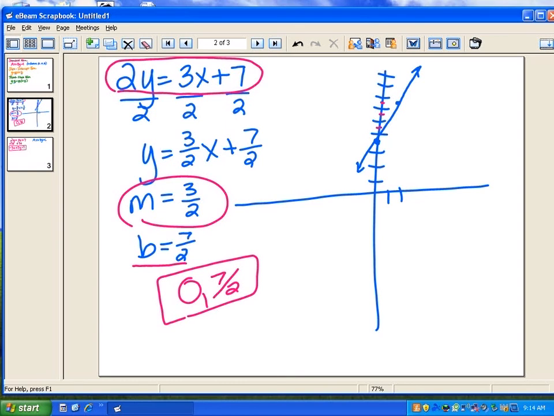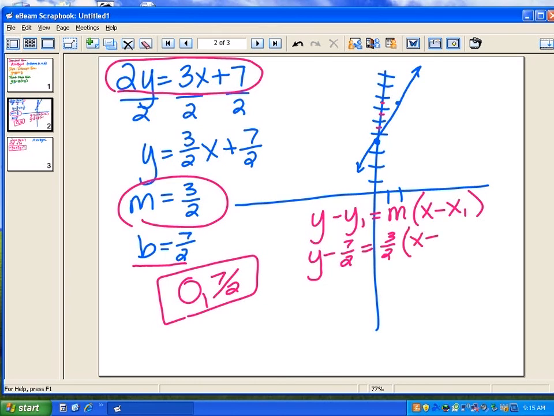Okay? So in order to put this in point-slope form, I'm going to write my formula. Y minus y1 is equal to m times the quantity x minus x1. And now I'm going to plug in what I know. So I'm going to say y, this one stays the same, and I'm plugging in my y value for this y1. My y value is 7 halves. Equals my slope, I'm going to plug in my slope value of 3 over 2, x minus, and now I need to plug in my x value. So my x value is 0. And now I have it in point-slope form.